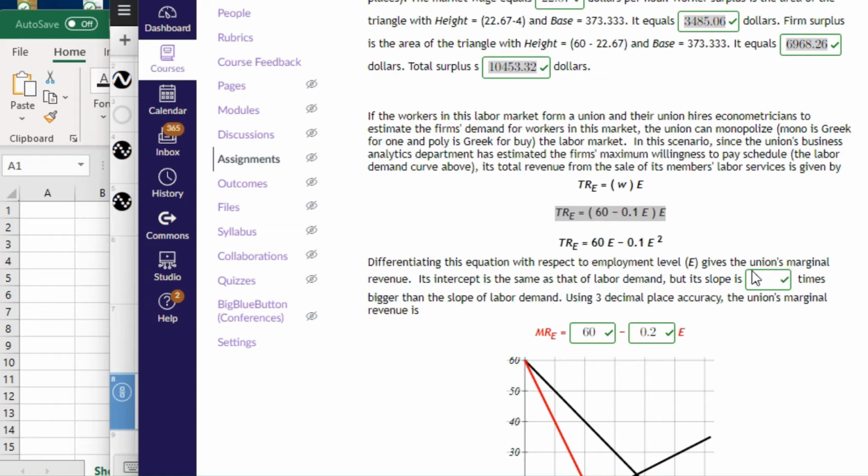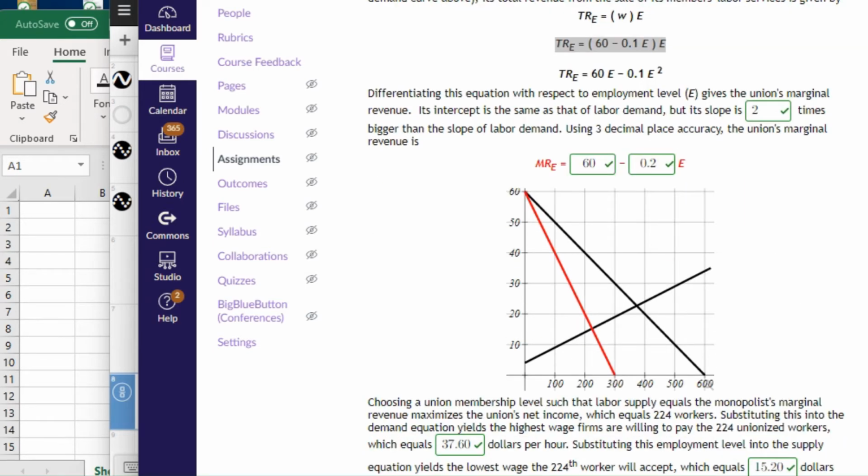Now, does this marginal revenue equation make sense? Well, let's think about it, right? I'm going to draw the revenue curve over this graph, right? And remember what I said about total revenue, right? If E is 0, revenue is 0, right? So the green is going to be revenue. And then when E is 600, 600 times 0.1 is 60, and 60 minus 60 is 0. So we're going to have revenue at 0 if the employment level, if the number of employees in the union is 600, or if they're 0, right?